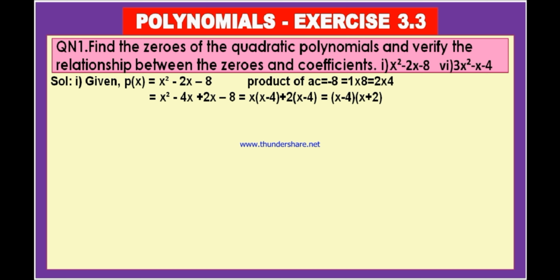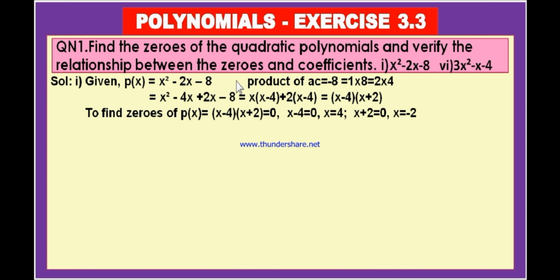Now in order to find the zero, the polynomial is equal to 0 and then we have to find the value of the variable. The zero of the polynomial means the value of the variable for which the total polynomial becomes 0. Therefore, to find the zero of the polynomial, which is nothing but x minus 4 into x plus 2 is equal to 0, let us equate the polynomial to 0.